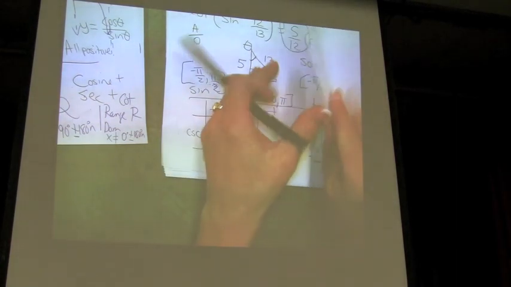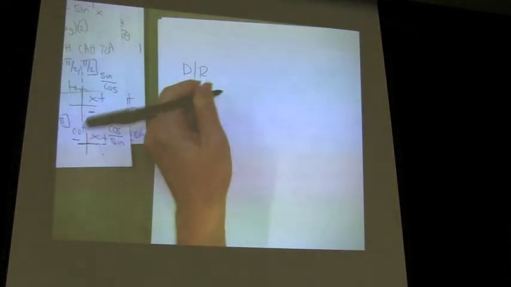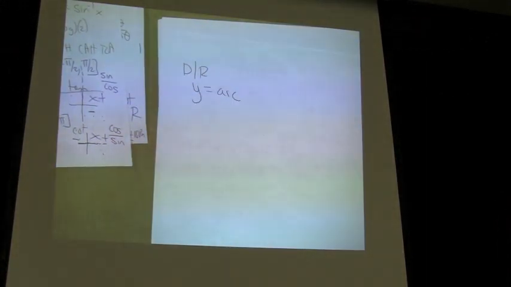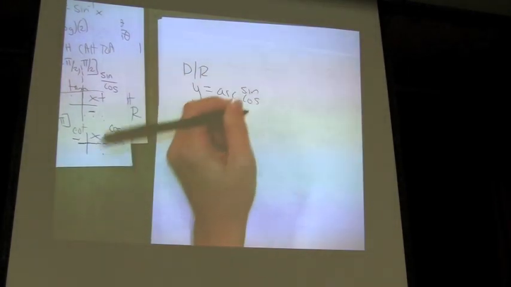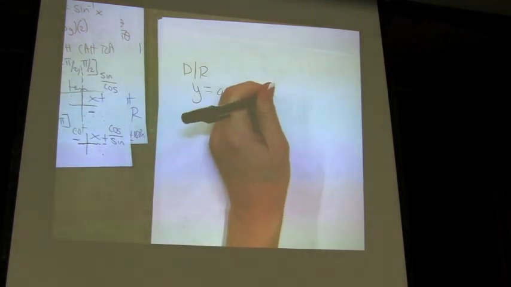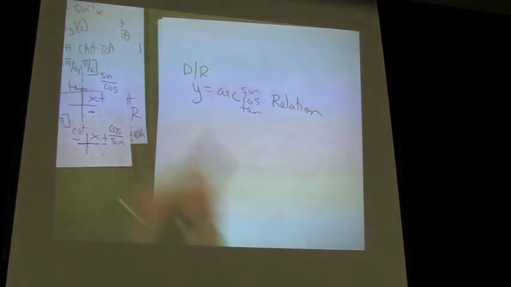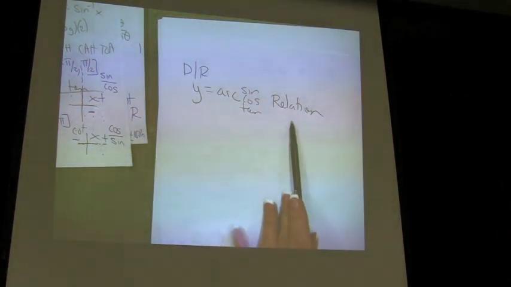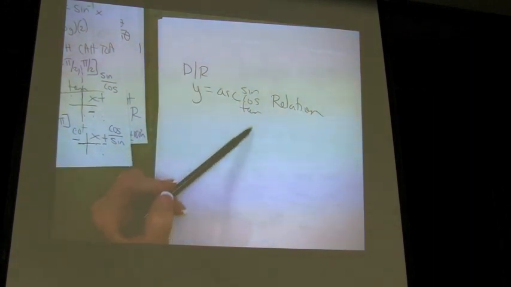If we asked you to find the domain and range of y equals arc anything, arc sine, arc cosine, arc tangent, we're talking about a relation. Then the domain and the range are just going to be the inverse of the domain and the range of the regular problem.